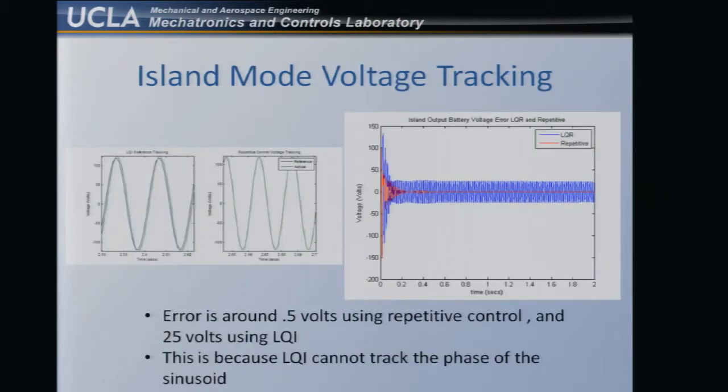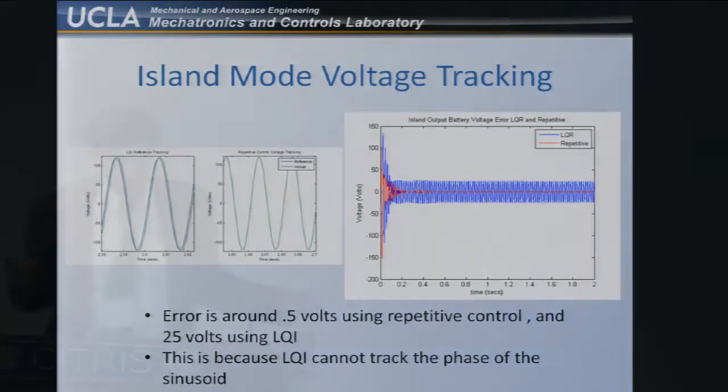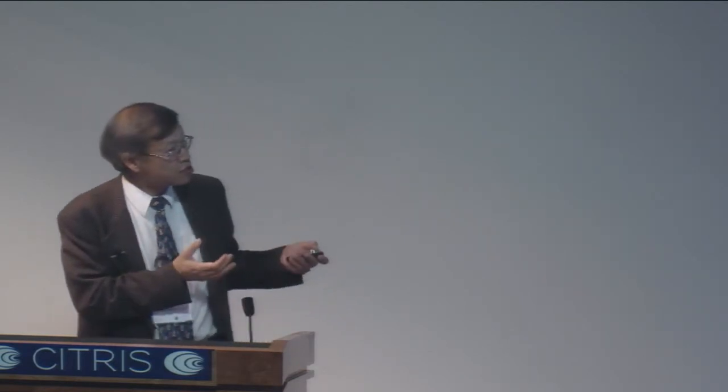And this is the island mode voltage tracking, where the repetitive control is able to track the phase very precisely. So you can see the error more easily here. The blue one is the linear quadratic, which is not able to track precisely. Mainly the error is the phase error, but the repetitive control is able to track the phase very precisely, and the error goes to 0. And not only is it able to make the phase track precisely, but because this whole thing is a nonlinear system, you have high harmonics, and repetitive control is also able to eliminate those high harmonics.